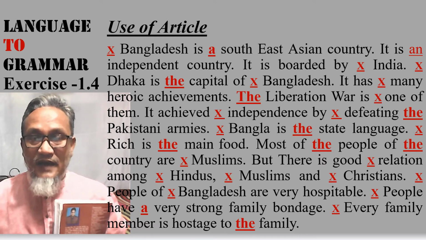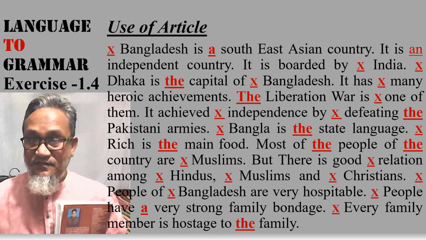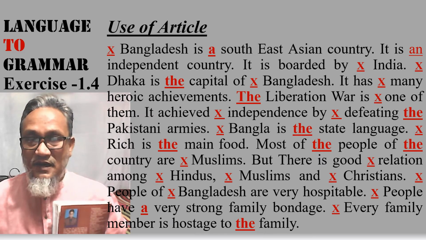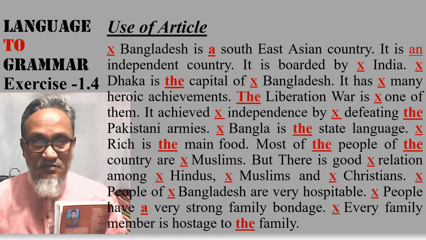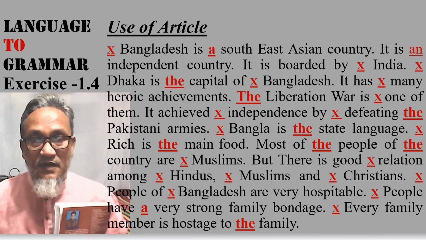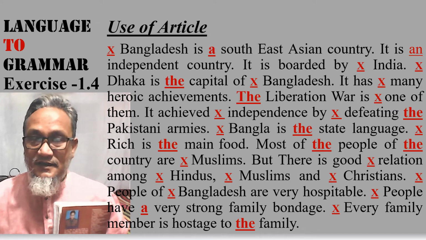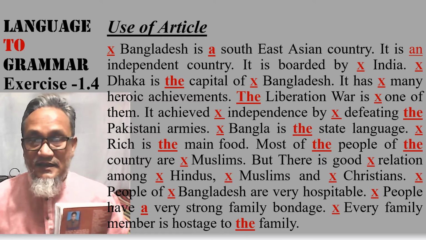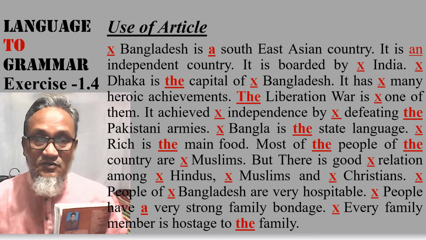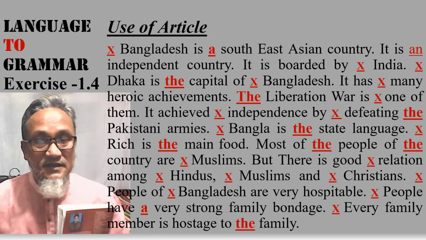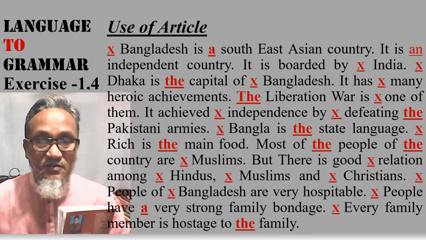So cross. A Southeast Asian country. It's a noun phrase. Headword country. A is used for country, but as it is used before consonant sound, that's why used here a. But this a is not used for south but for country. It is an independent country. An independent country. Country is the head word. An independent country is a noun phrase. And this an is used for country. But as it is used before vowel sound independent, that's why used here an. But remember, this an is not used for independent but for country.